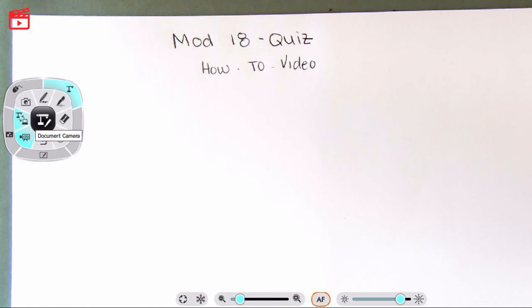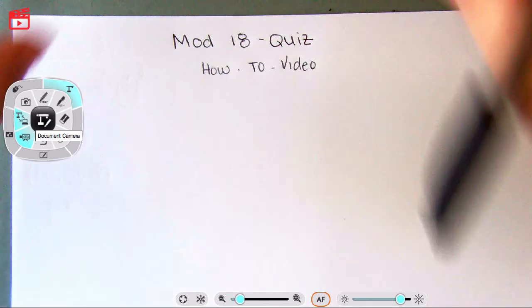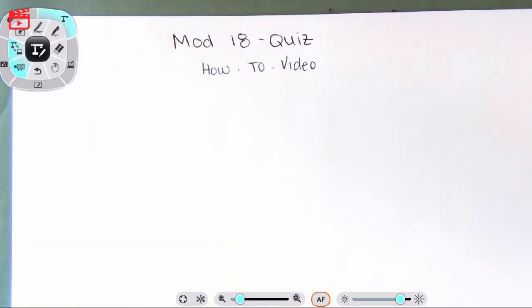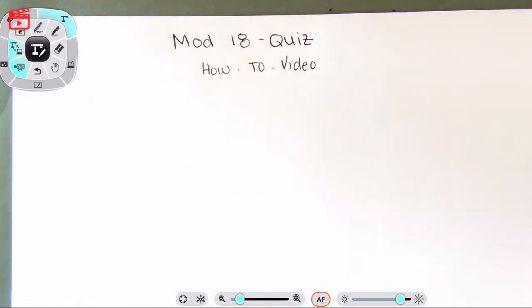All right, so Module 18 quiz, how to. The first thing I want to go over is literally how to do each and every single problem on the quiz, but I don't want to do it for you. I want to give you the tools of how to approach each single question. So I have the quiz here, Module 18 quiz, and I want to go through each question.